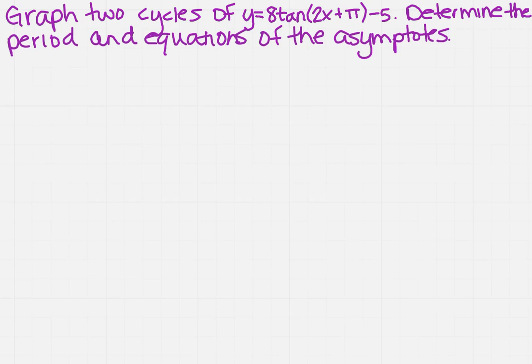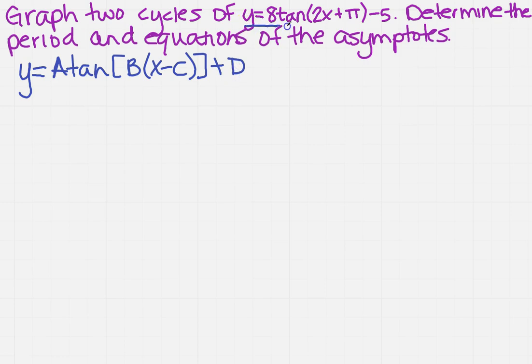We want to graph two cycles of y equals 8 tangent 2x plus pi minus 5. And in doing so, we need to determine the period and the equations of the asymptotes. So let's do that first. We know that y equals a tangent of b times x minus c plus d. So that's our standard form. So we need to get what they originally gave us to look like this.